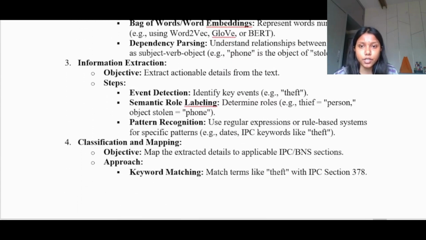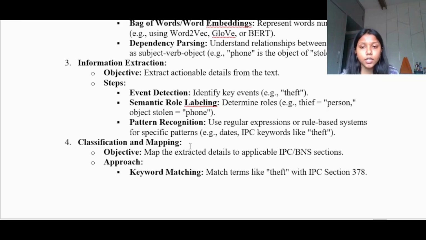Information extraction. The objective of information extraction is to extract the actionable details from the text. Its steps include event detection, that is, identify key events, for example, theft. Semantic role labeling, determine roles. For example, thief is a person, object stolen is phone. Pattern recognition, use regular expressions or rule based systems for specific patterns. For example, dates, IPC keywords like theft.